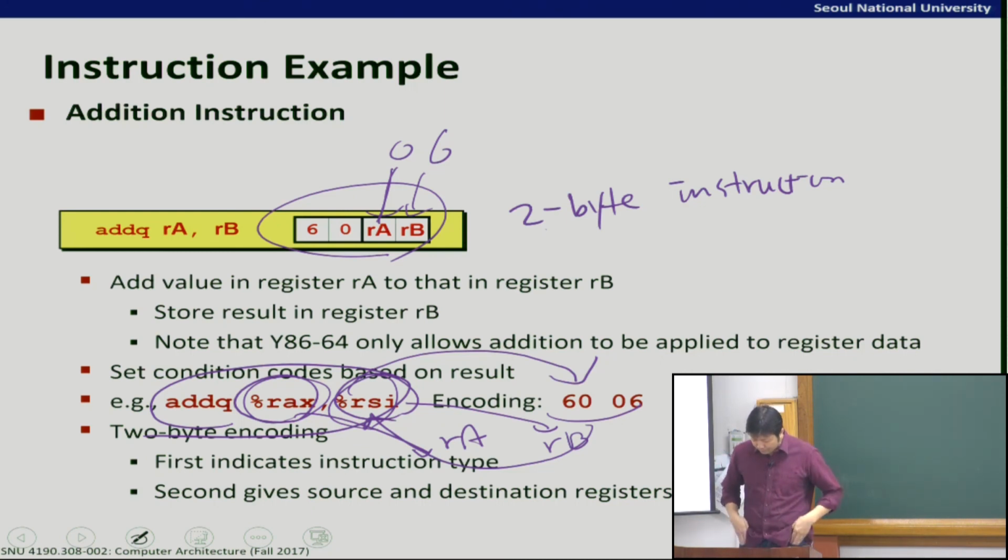So we actually use a 2-byte encoding. The first byte indicates the instruction type, in this case addq. 60 means addq. And the second gives the source and destination register specifiers.